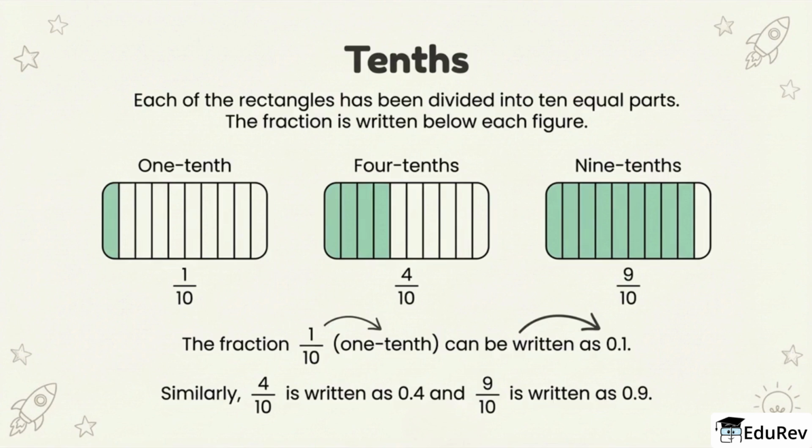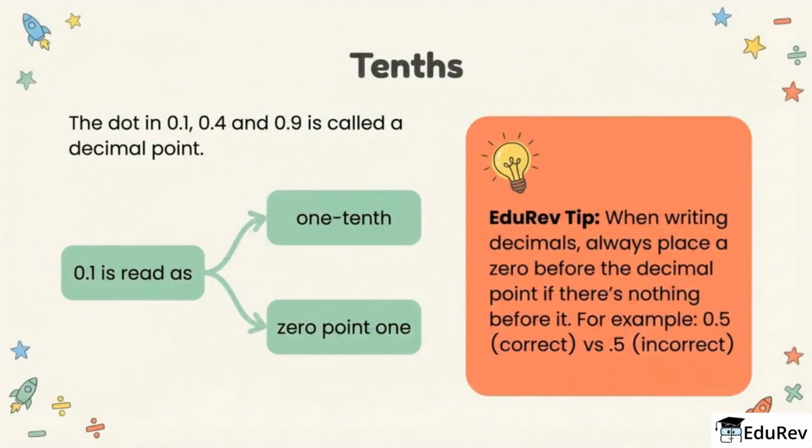If 4 parts are shaded, that's 4/10 or 0.4. If 9 parts are shaded, that's 9/10 or 0.9. Decimals give a quick, clear way to show these fractions. The small dot you see in numbers like 0.1, 0.4 and 0.9 is called the decimal point. It tells you where the whole number part ends and the fractional part begins. That little dot is very important.